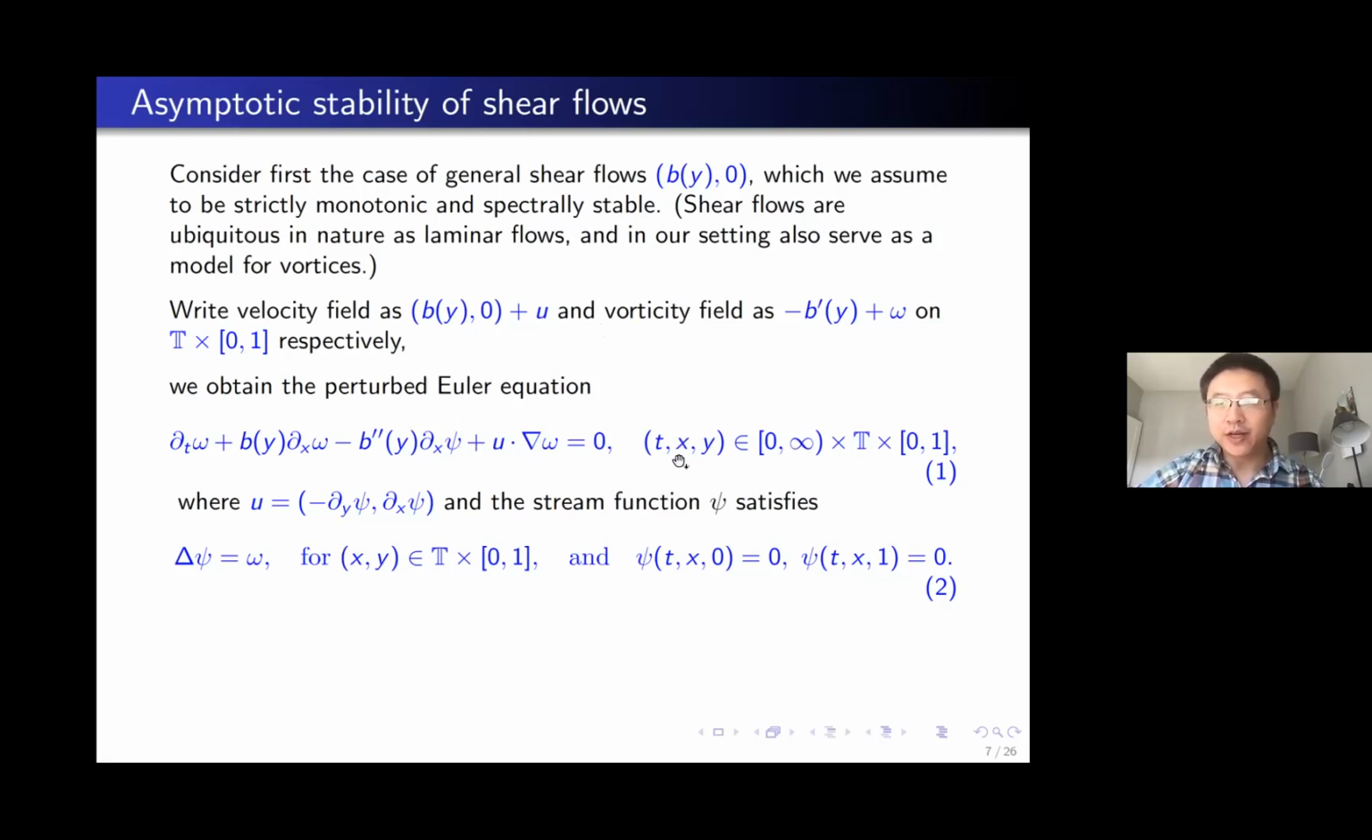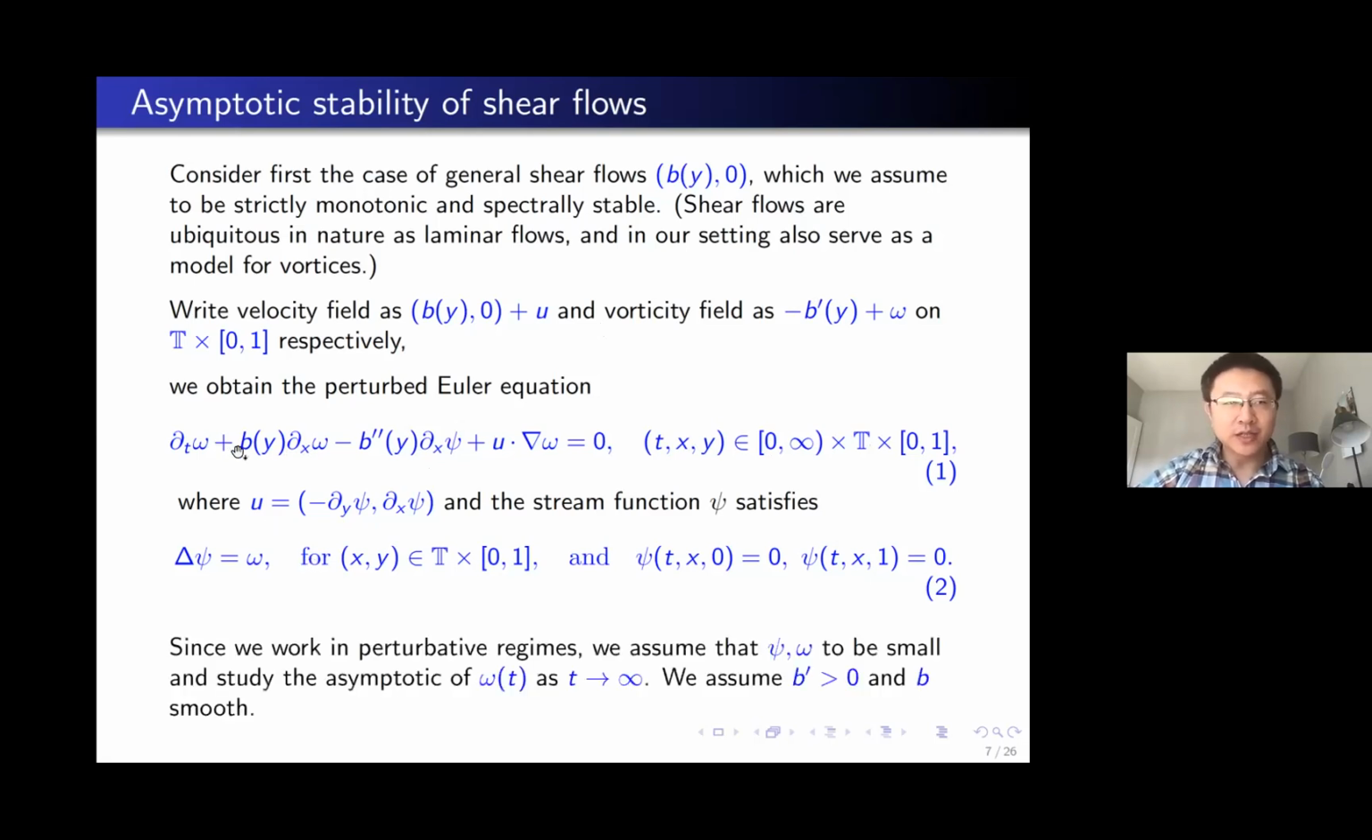So t is positive, x is periodic, y is in a finite channel, and u is given through the Biot-Savart law. At first glance, this looks more complicated than the 2D Euler, because in addition to partial t omega plus u dot gradient omega, you have two more terms. But in reality, these two terms give you a stabilizing mechanism, and the dynamics is actually simpler for small solutions than the 2D Euler equation. Because we work in a perturbative regime, we can assume these two functions are small, and we want to study the behavior as t goes to infinity.